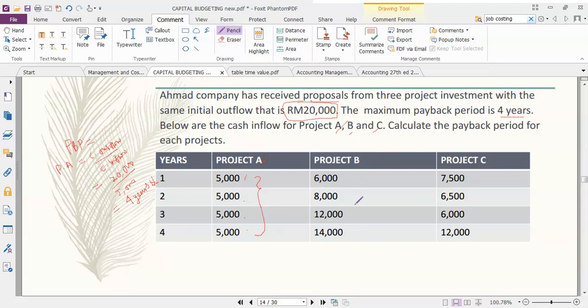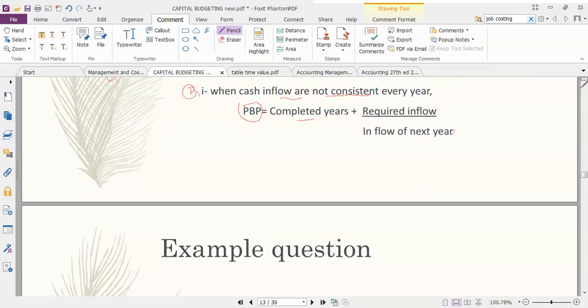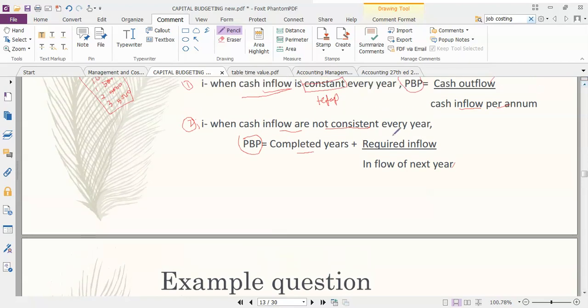Please remember, the payback period is in years. Okay, so how about project B? Project B, the cash outflow 20,000 also. The cash inflow for the first year is 6,000. And then second year is 8,000. Third year is 12,000. Fourth year is 4,000. Is the inflow consistent or not, class? Not consistent. So you choose which formula? The first or second one?